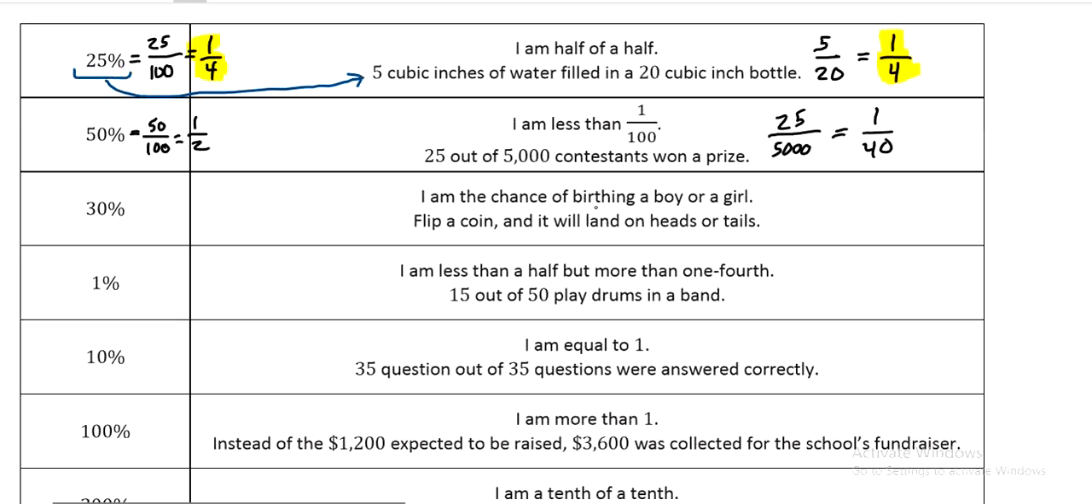I am the chance of birthing a boy or a girl. Okay, boy or girl. Two choices you have when you're born, either being a boy or being a girl. Another example here, flip a coin and it'll land on heads or tails. So really what this fraction is giving us is there are two possible outcomes. So 2 is the denominator. One of them is going to happen. You're either going to get a heads or you're going to get a tails. So 1 over 2. And look at that, we have a match. 50% is equal to 1 over 2. That matches up with this statement then.